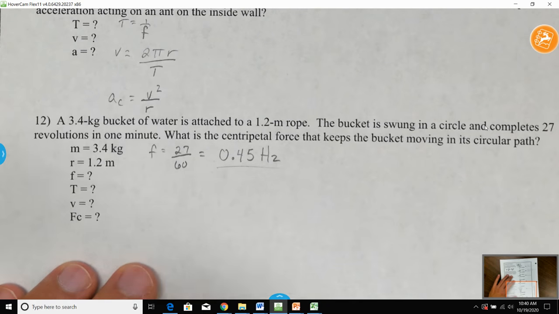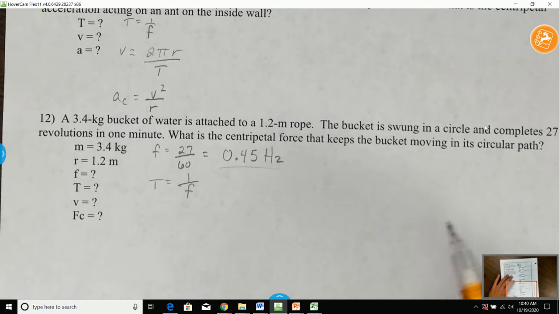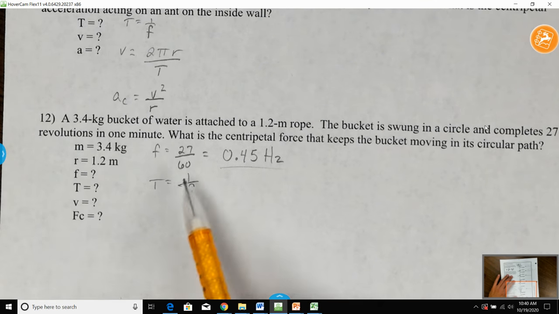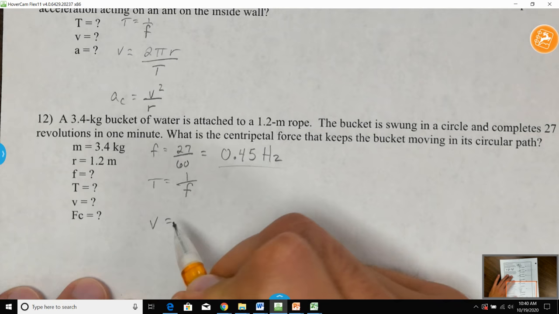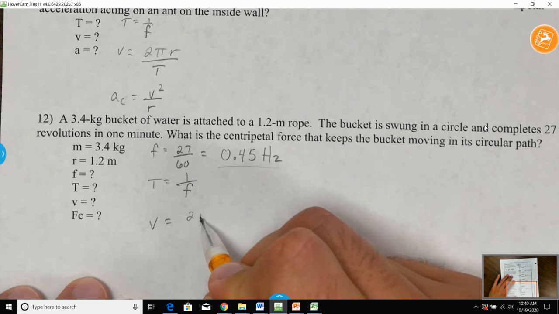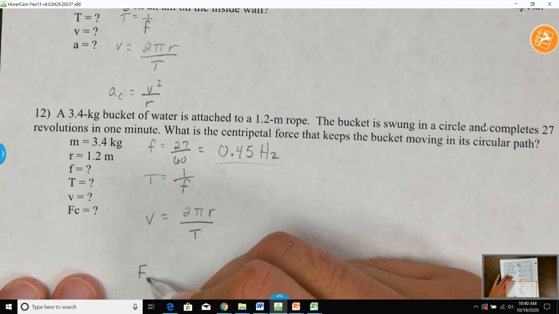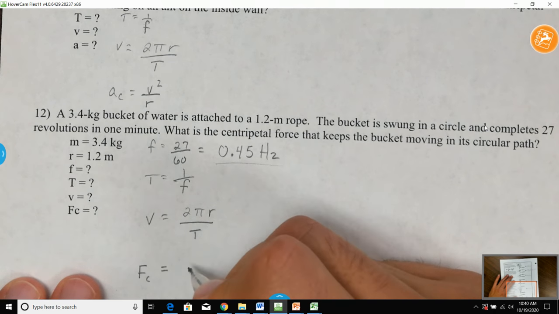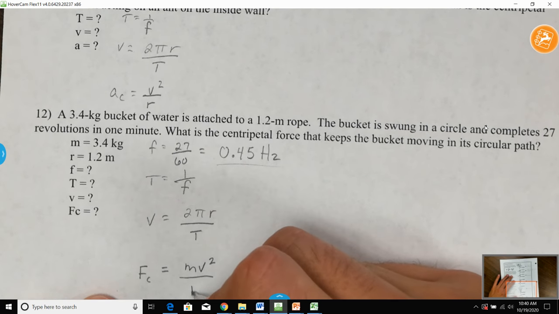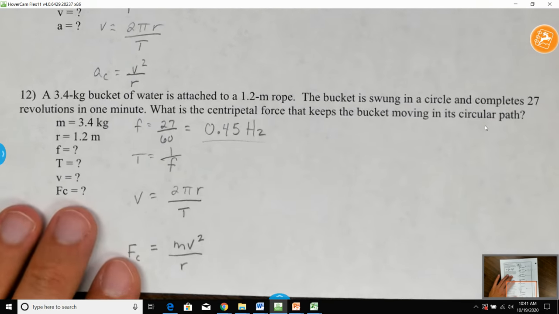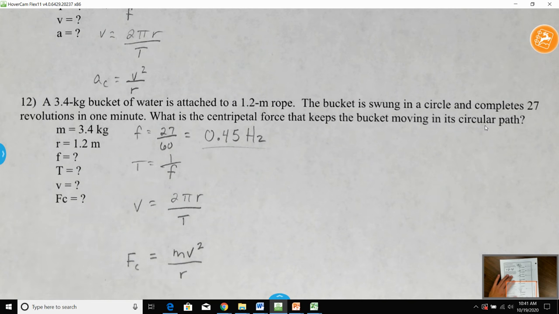Now for T, once you get T, it's 1 over F, and then we do it like the other ones up top. Once you have T, you can solve for the velocity because you have R already. So 2 pi R over your T, and then the centripetal force. Once you solve for V, you can get this, mv squared over R. You can go through and complete these problems.